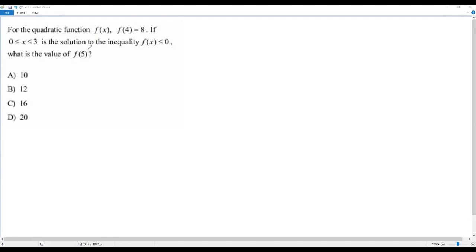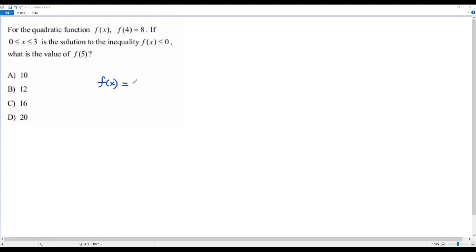Okay, now to get the value of f of 5, first we need to find the quadratic function f of x. Once we get the quadratic function f of x, we can plug in this 5 for x and get the value of f of 5. We can write a quadratic function in standard form, that is ax squared plus bx plus c, or vertex form, or in factored form.